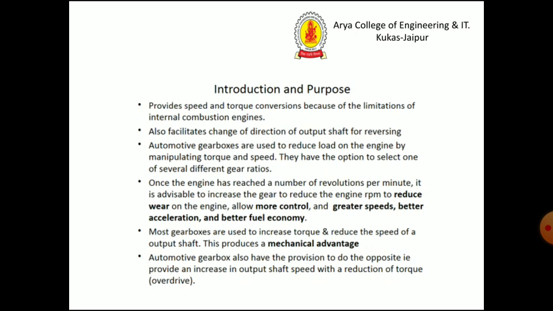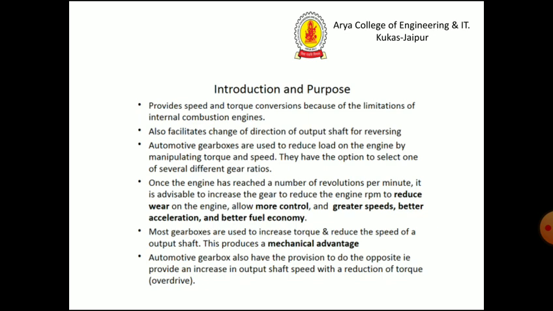What is the purpose of a gearbox? A gearbox provides speed and torque conversion because of the limitations of internal combustion engines, and it also facilitates change of direction of the output shaft for reversing. Automotive gearboxes are used to reduce load on the engine by manipulating torque and speed. They have the option to select one of several different gear ratios.